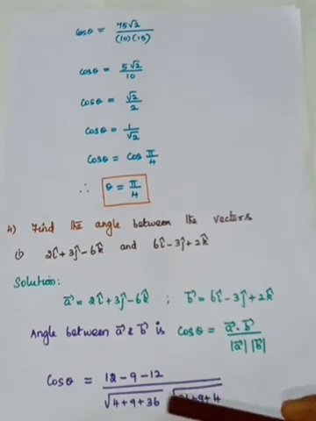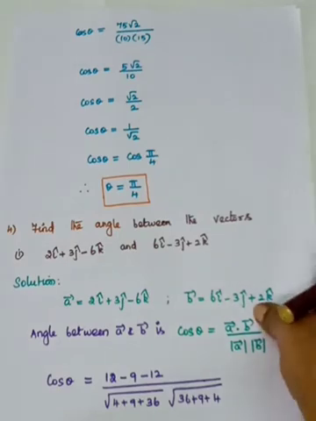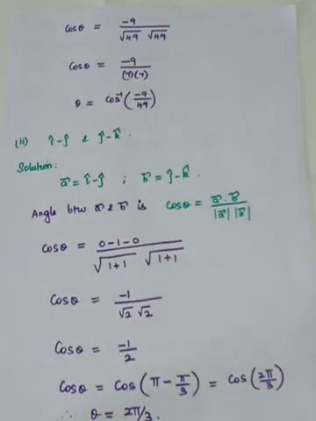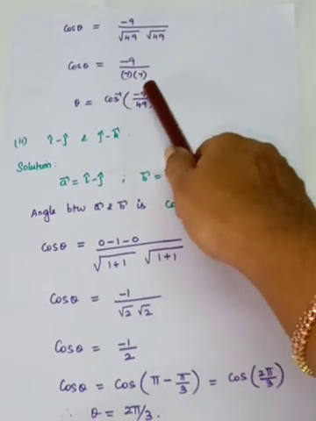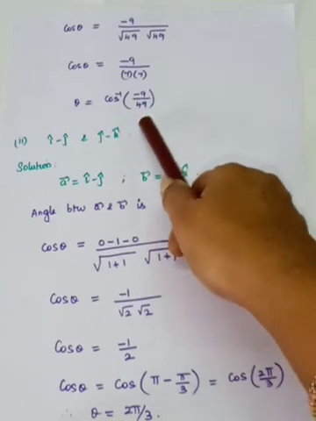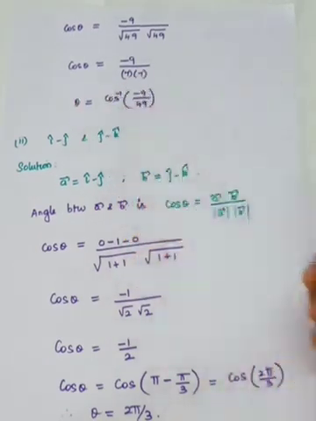So here this plus 12 and minus 12 get cancelled. In the numerator you are having minus 9. So cos theta is equal to minus 9 divided by square root of 49 into square root of 49, that is 7 into 7. So minus 9 by 49. So the angle asked is cos inverse of minus 9 by 49.